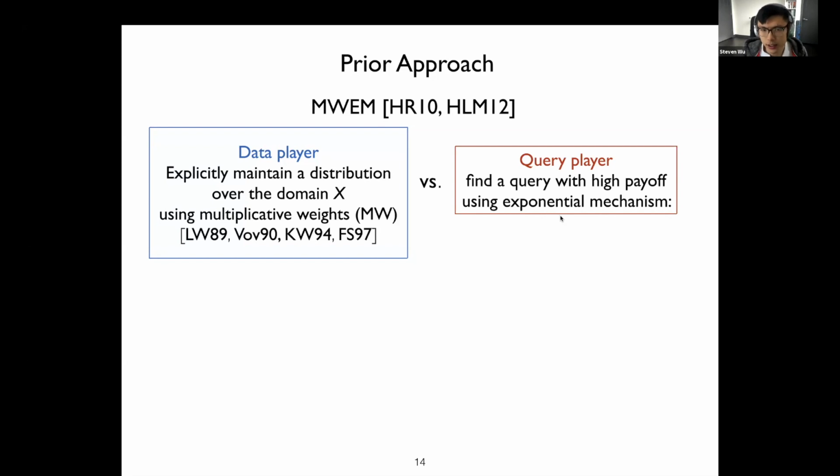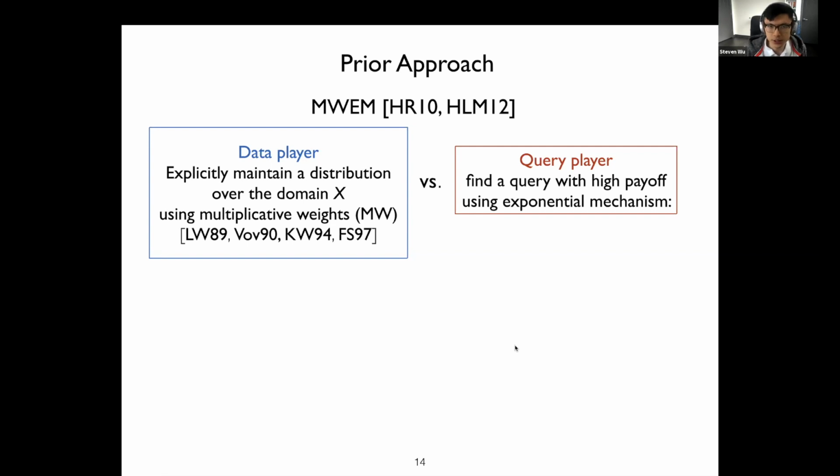So here, if you look at this repeated gameplay for your question, the only part that actually touches the private data is the query player. And we'll explain this a bit in a couple of slides. The only place that really depends on private data is the query player's optimization. It would like to find a query on which the synthetic data and the true data differ by a lot. So it actually touches the private data in some non-trivial way, and we're going to use the exponential mechanism.